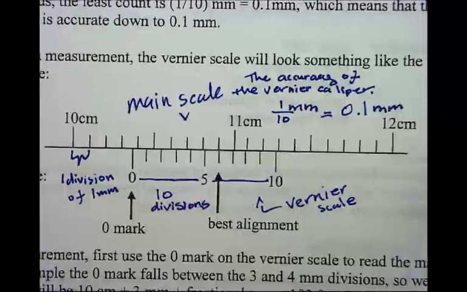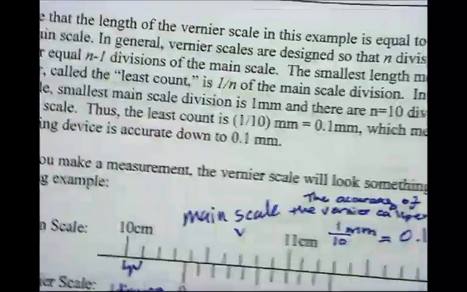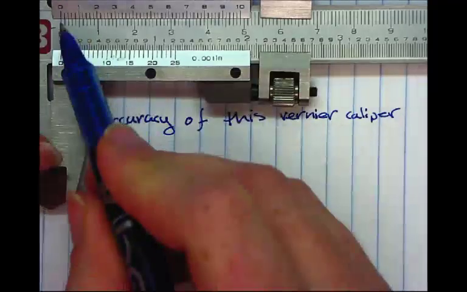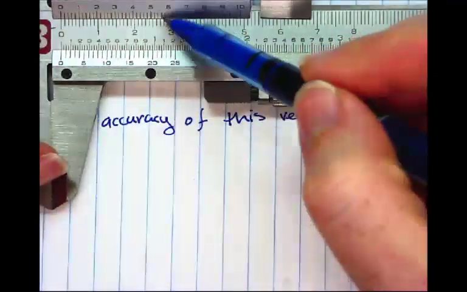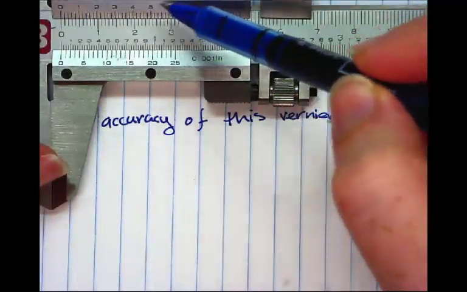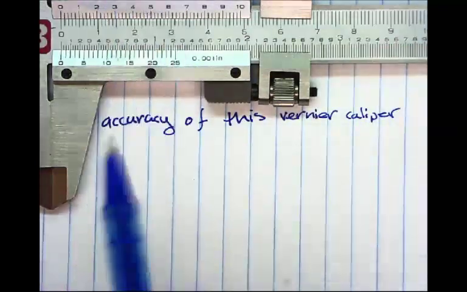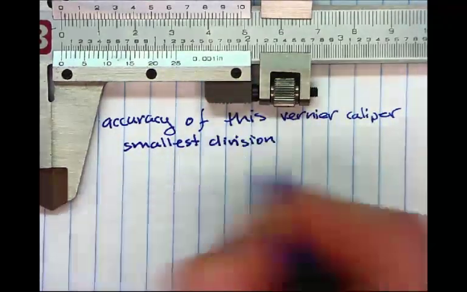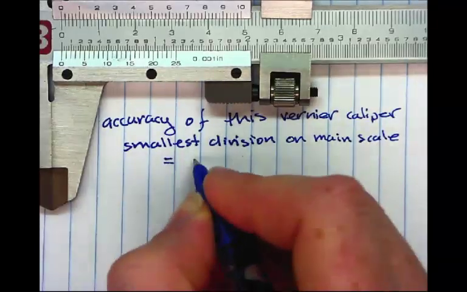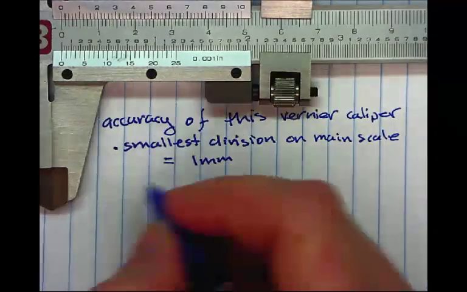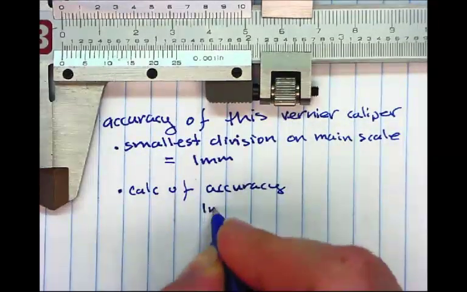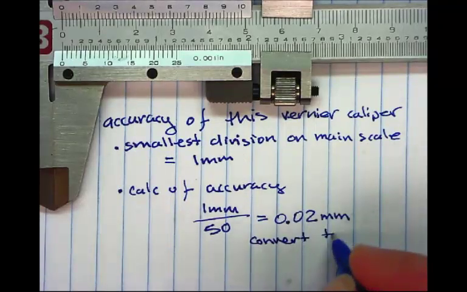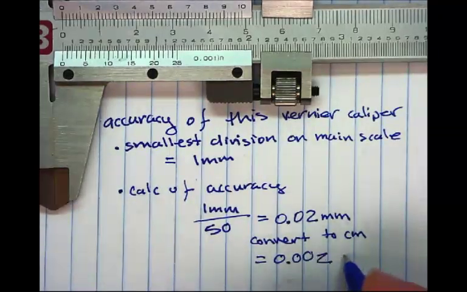Now let's take a look at the real vernier caliper that possibly you will be using in lab today. There's a possibility you won't be. When looking at this one, we can calculate the accuracy in the same way. We want to look at the smallest division on the main scale in comparison to the total number of divisions on the vernier scale. We've got about 50 divisions on the vernier scale, and the smallest division on the main scale is 1 millimeter. So we calculate 1 millimeter divided by 50, and this gives us an accuracy of 0.02 millimeters, or we can convert that into centimeters and it's 0.002 centimeters.